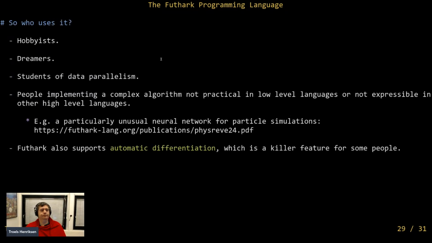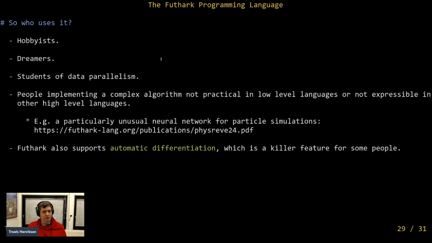Okay, so that's a bit of how the Futhark compiler works. One question I always get is, who actually uses this? I mean, this is an exotic, obscure research language. There are not that many people who use it. The people who use it tend to be either hobbyists, dreamers, or students of data parallelism. Some of these students are my own, who are forced to use it.